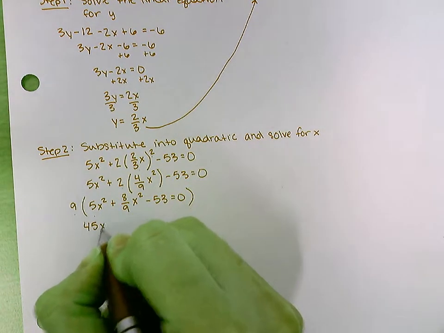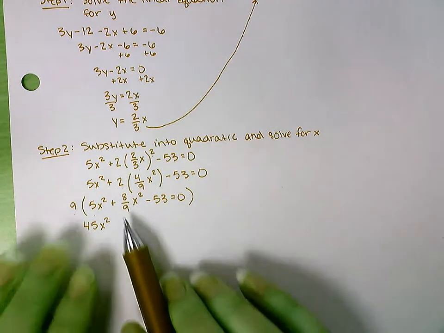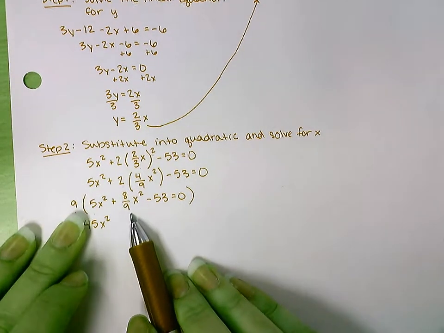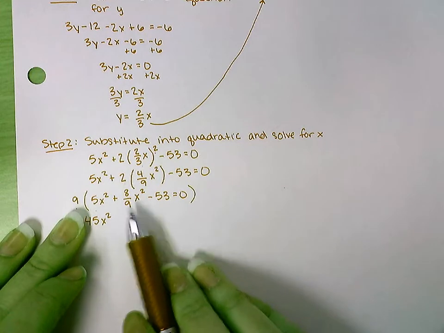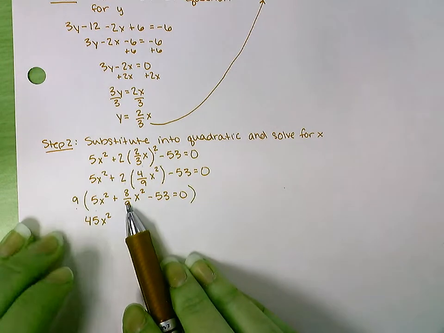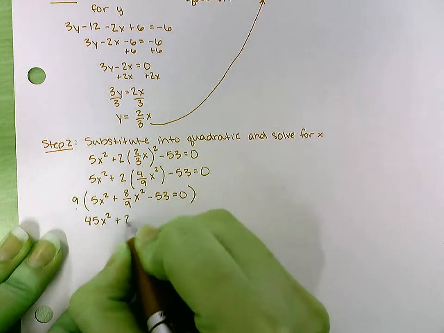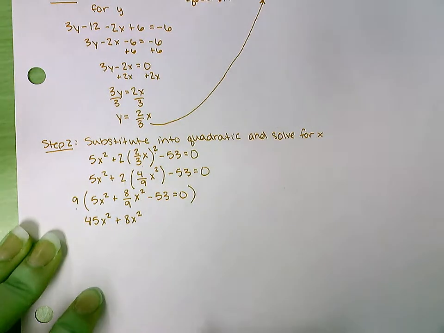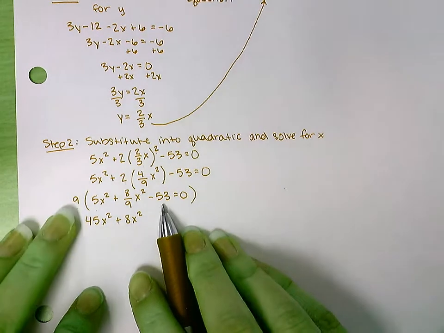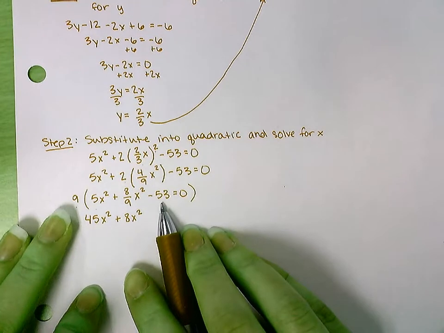That's 45x squared. Now this was the reason I'm doing this. If I take 9 times this fraction, my 2 9's here cancel. So I'm left with plus 8x squared. And then I still have to multiply 9 times this 53 here.